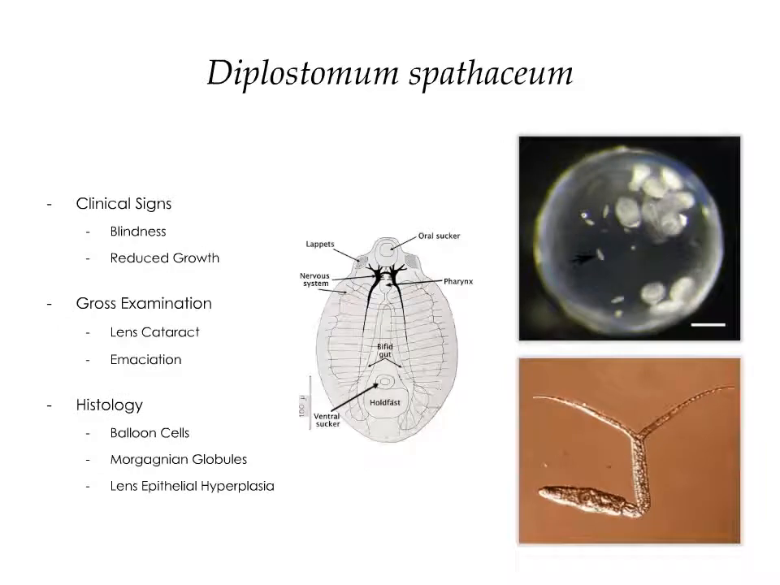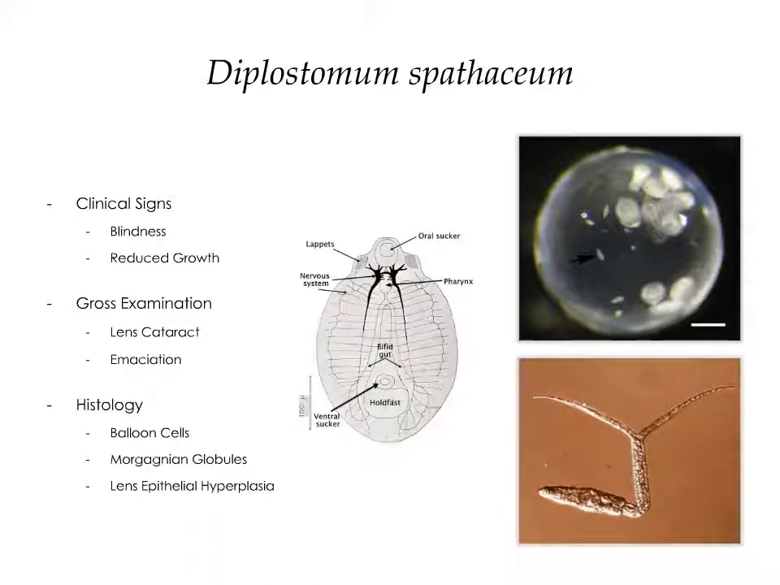Clinical signs associated with infection include blindness and reduced growth. On gross examination, lesions include lens cataracts and emaciation. Histologically, within sections of the lens, there are frequent balloon cells and Morgagnian globules. This is evidence of lenticular degeneration.